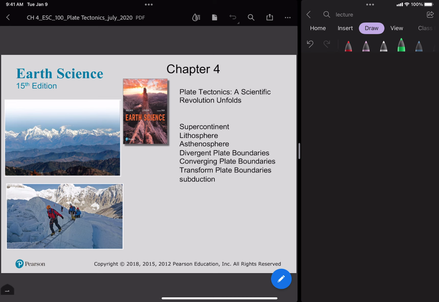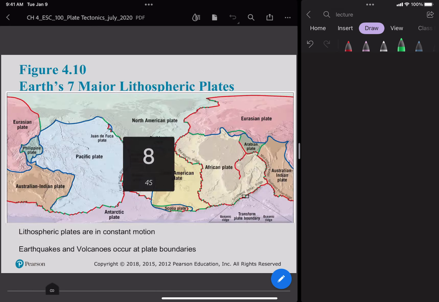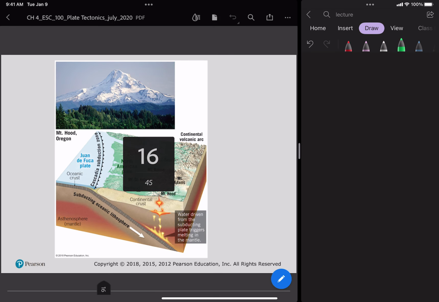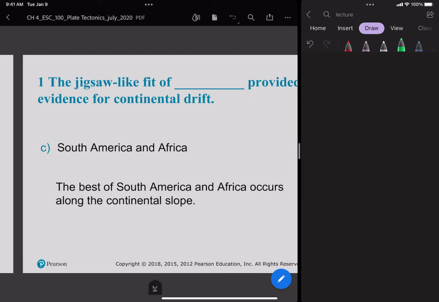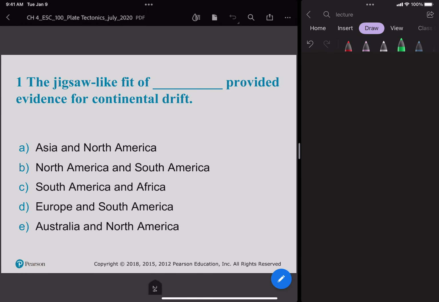We're going to review chapter 4. Okay, so here's the first question. This chapter is about plate tectonics, so chapter 4, number 1. The jigsaw fit of which two continents provided evidence for the theory of continental drift?